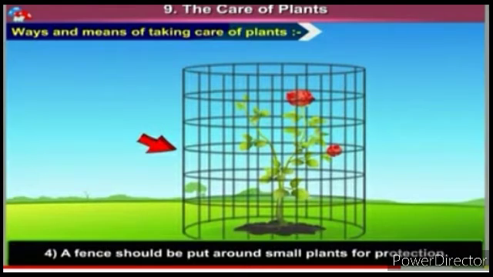Fourth one, a fence should be put around small plants for protection. See children, here fence means, a new word, kumpan. We have to arrange it that way to protect the small trees. In this picture also you are observing a fence around the small plant, so it will be protected from any other animal or any other thing. It will be protected.